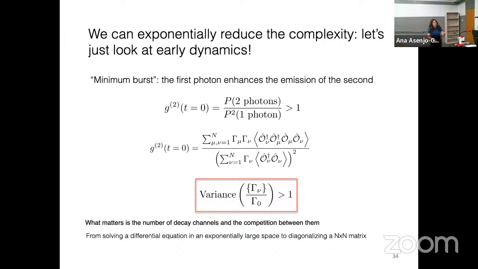Besides getting insight into what drives superradiance, this equation is also useful because we have gone from evolving 2 to the n differential equations to diagonalizing an n by n matrix. So we have reduced the complexity a lot. And now we are going to be able to answer questions like the one you asked me about the scaling with atom number.